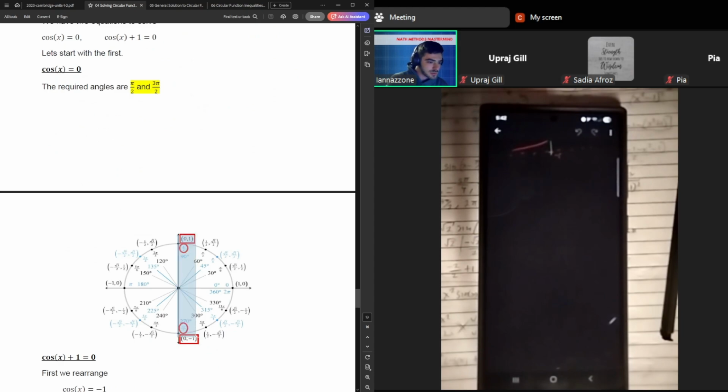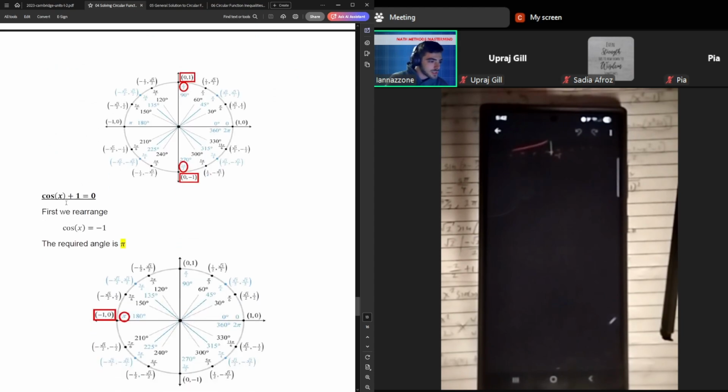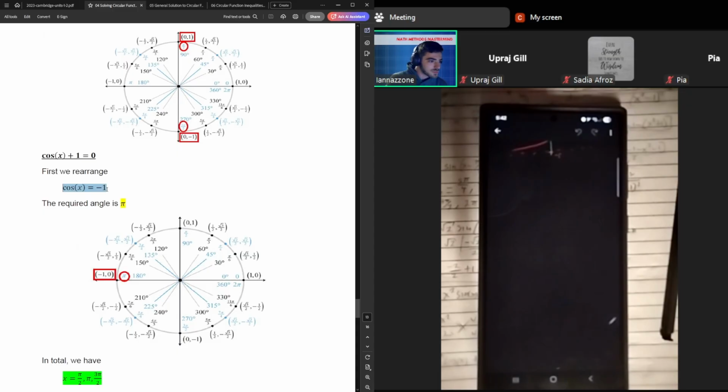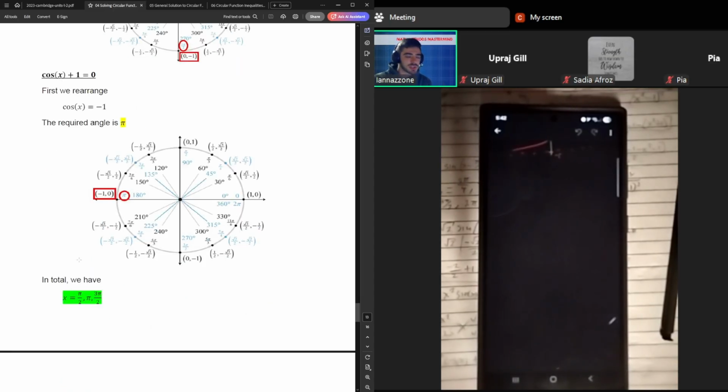Cos is going to be 0 in these spots. Cos plus 1 equals 0 becomes cos equals -1, which is just that spot there. And so you just put a bunch of commas between all of those spots, or all those angles rather.